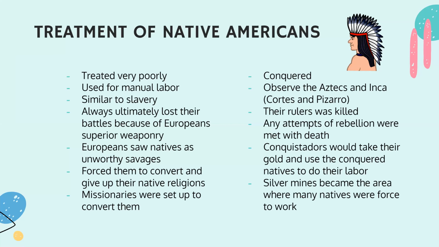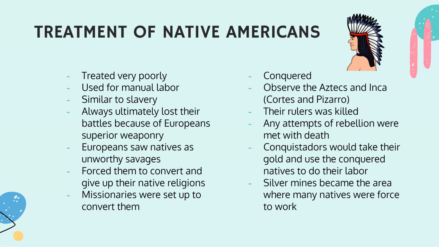So we also have a different set of Native Americans who were purely conquered. This was in the case of an already powerful existing civilization that a European nation destroyed. The two most important examples of this are the Aztecs and the Inca. The Aztecs were conquered by Cortez, and the Inca were conquered by Pizarro. So in both cases, their rulers were killed, and if their people attempted any sort of rebellion, they would be met with death.